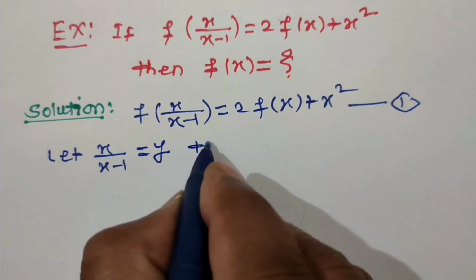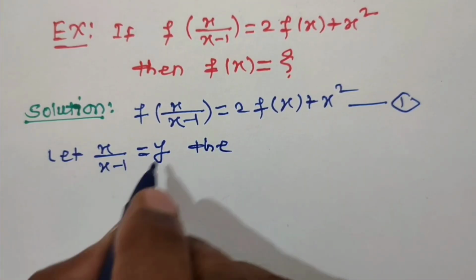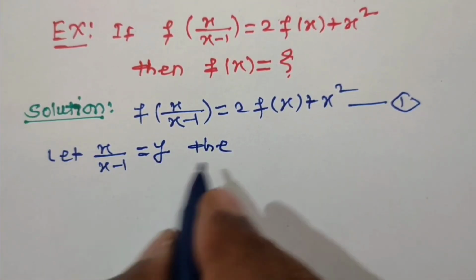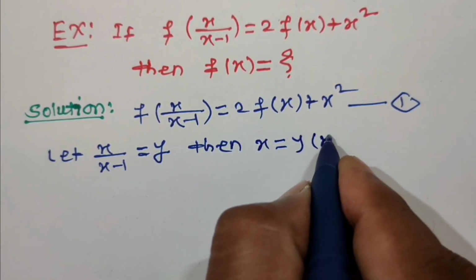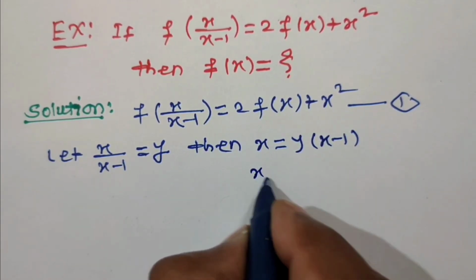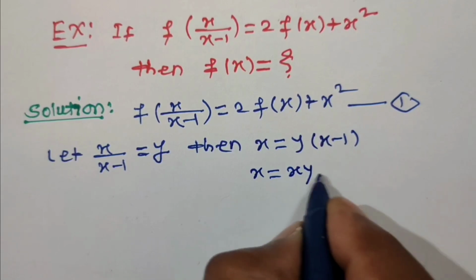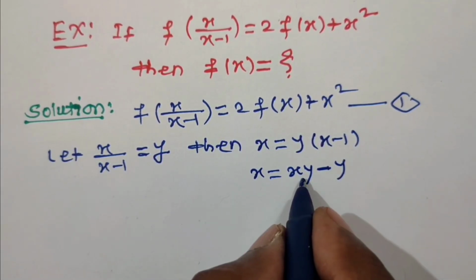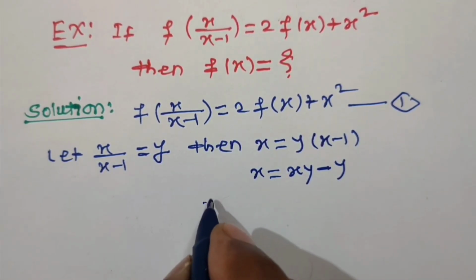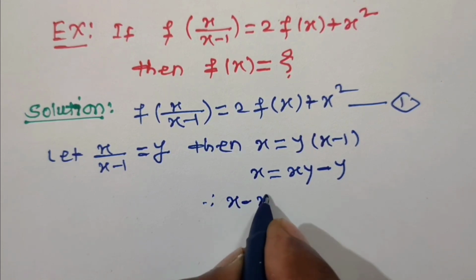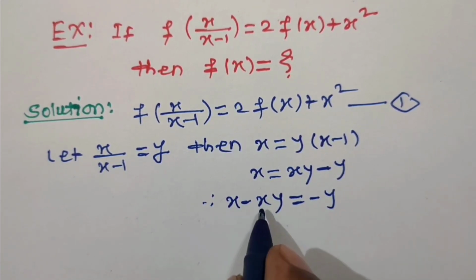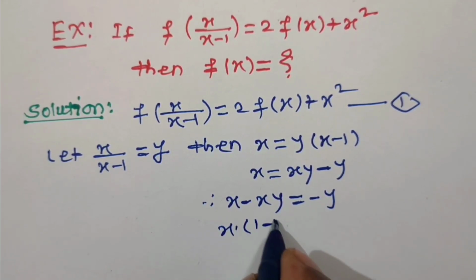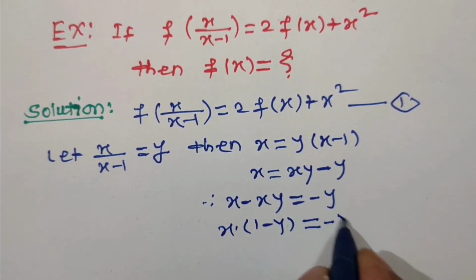Then try to get x in terms of y, taking cross multiplication. x is equal to y into x minus 1. x is equal to xy minus y. Take this xy on the left hand side, hence x minus xy is equal to minus y. Taking x common from these two terms, x into 1 minus y is equal to minus y.